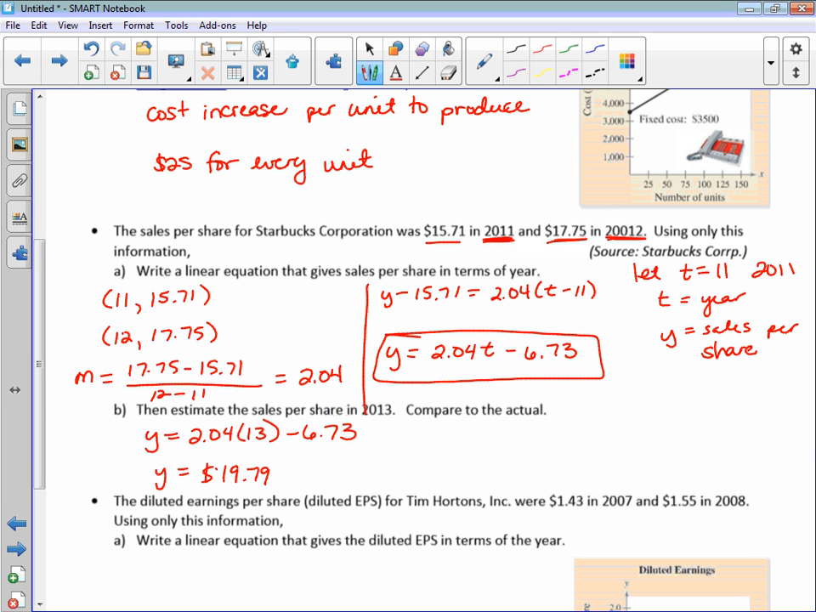It says compared to the actual. I won't make you look it up since you guys had so much fun with Google. The actual was 19.77. So pretty close. This stuff actually works. Crazy.